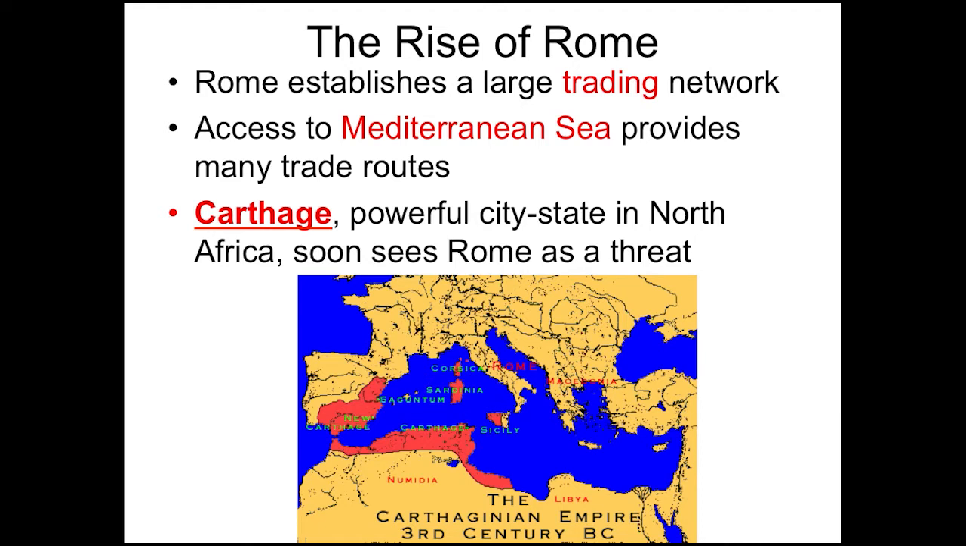Now, Rome grew rich on trade. And throughout the Mediterranean, because they have access to the Mediterranean, they established many trade routes. But Carthage, the city across the Mediterranean, was also a trading power. And soon Rome and Carthage are going to go to war because Carthage sees Rome as a threat and Rome sees Carthage as standing in the way of their greatness.